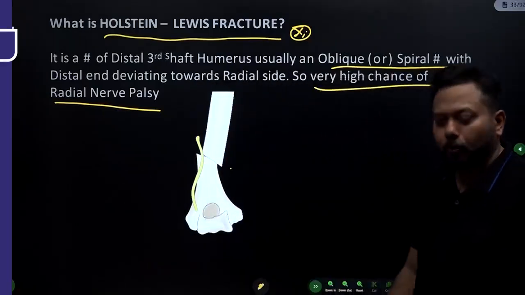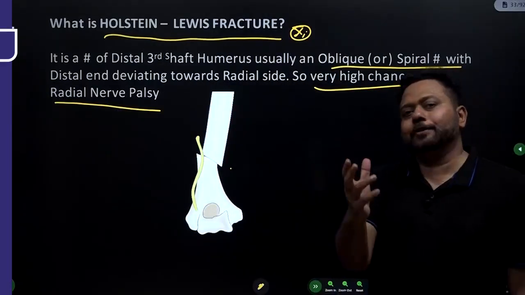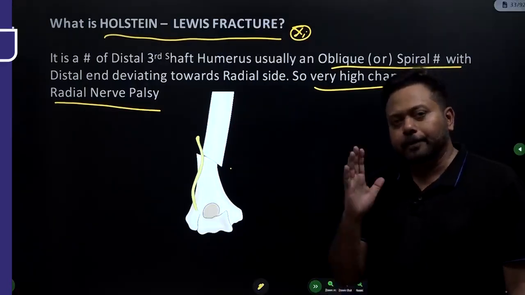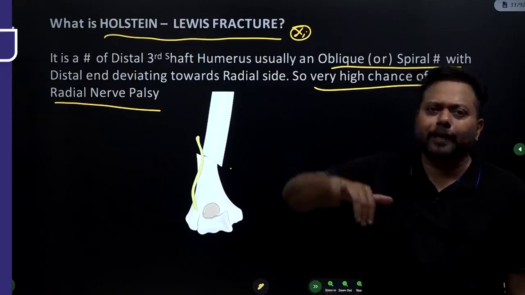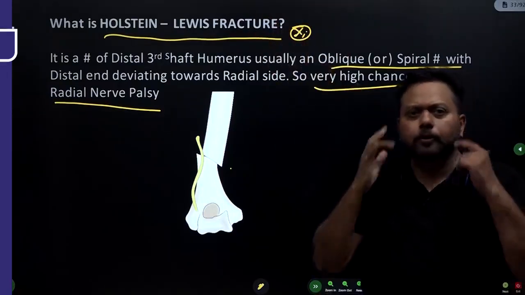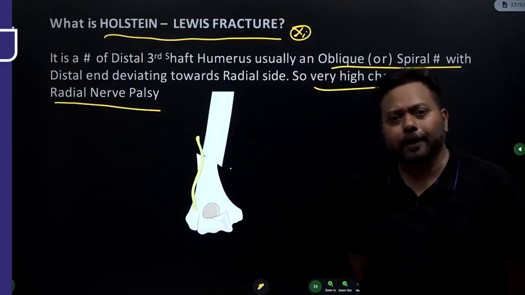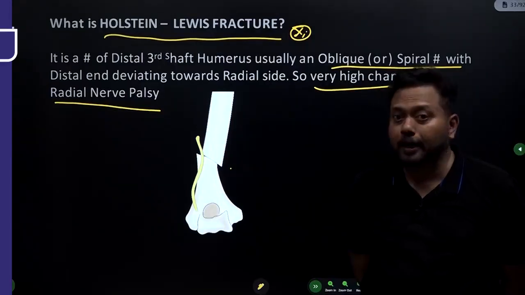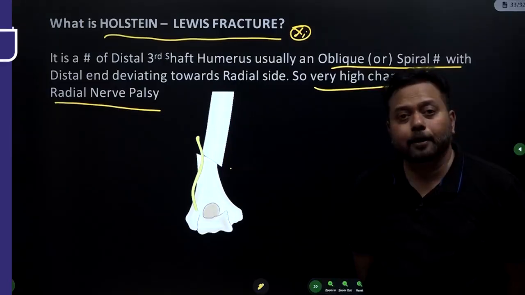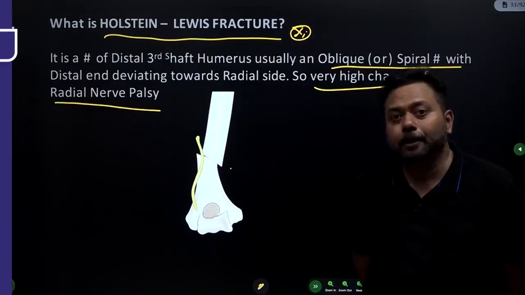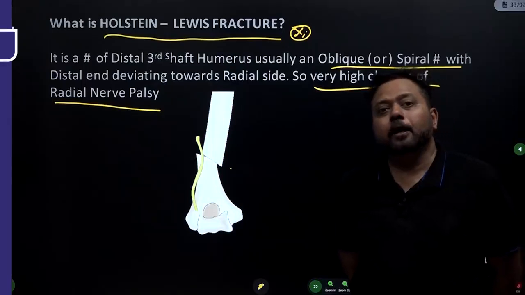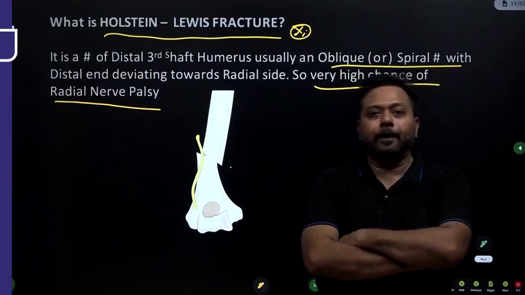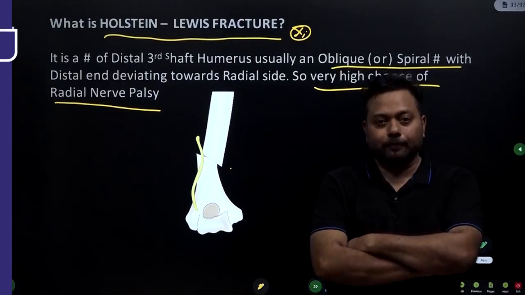What is the significance of Holstein-Lewis fracture? It is a fracture of the distal third shaft of humerus which is oblique or spiral in nature. The distal fragment is shifted towards the radial side, so there is a very high chance of radial nerve injury. Most Holstein-Lewis fractures will be associated with radial nerve injury, so that becomes an orthopedic emergency. You can't manage Holstein-Lewis fracture conservatively. It should be opened, the radial nerve should be explored. If there is compression, it should be decompressed, then fixed with plate and screws. That's the management. To some extent, we have completed the topic, proximal humerus and shaft of humerus fracture.